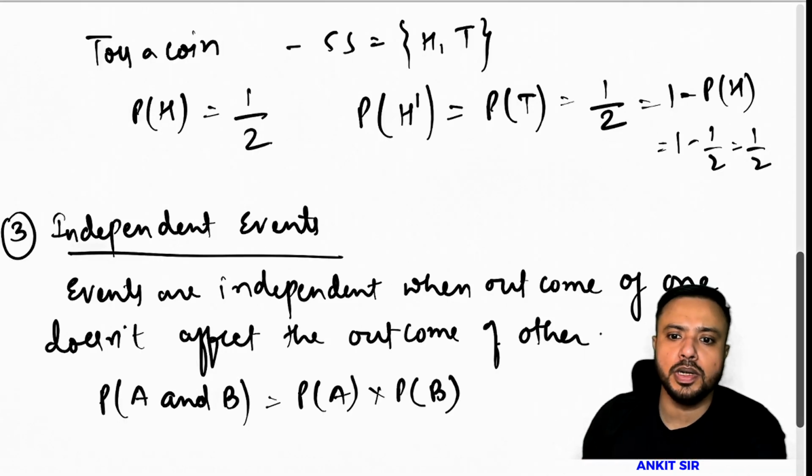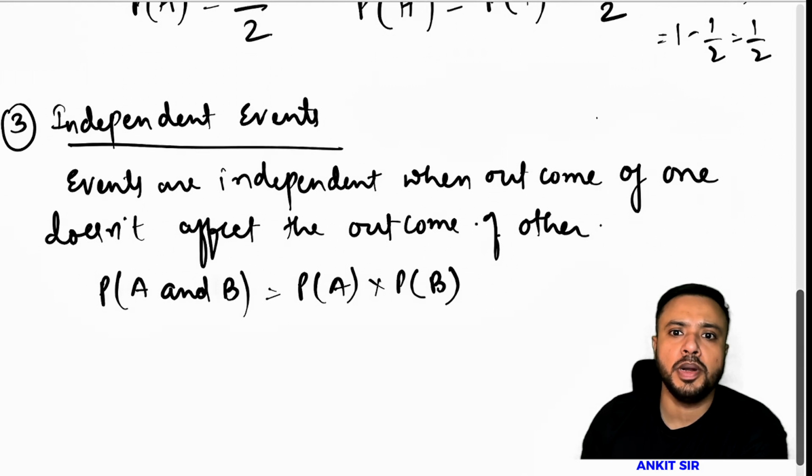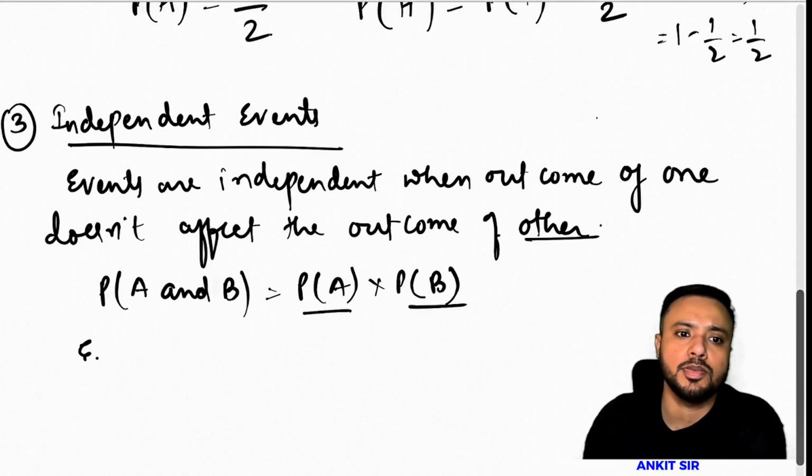So next is independent events. Events are independent when the outcome of one event does not affect the outcome of the other. For two independent events A and B, if we have to figure out the probability of A and B both, then it's going to be P A times P B. So let's understand this with an example.